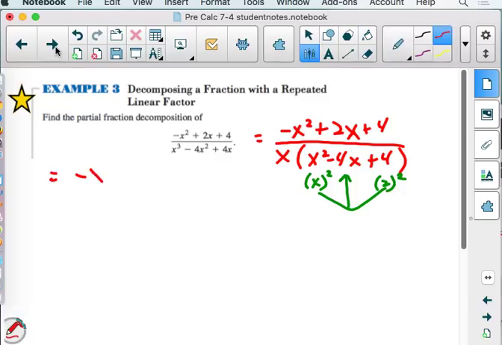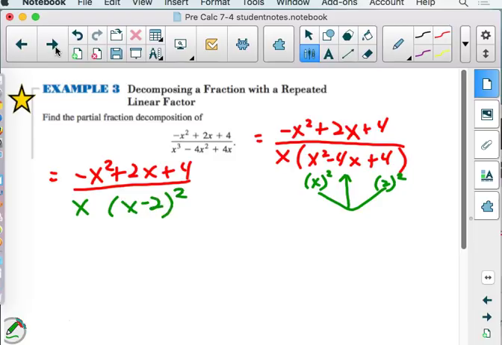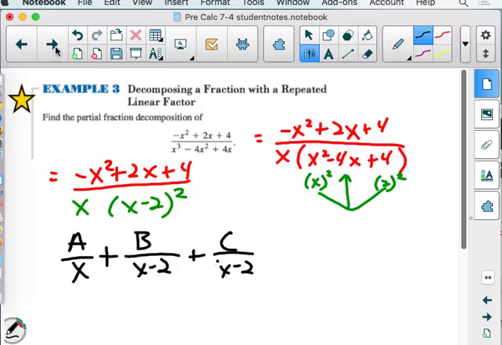So this is -x squared plus 2x plus 4 over x times (x minus 2) squared. This is where we see that we have a repeated linear factor. So I think about my partial fraction decomposition, and I realize I'm going to have an A over x, a B over x minus 2, but I'm also going to have a C over (x minus 2) squared, because we have to have every single one of those factors as possibilities for our denominator. So we'd increase and keep going and see what we have.